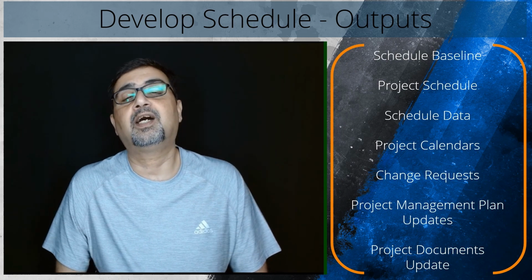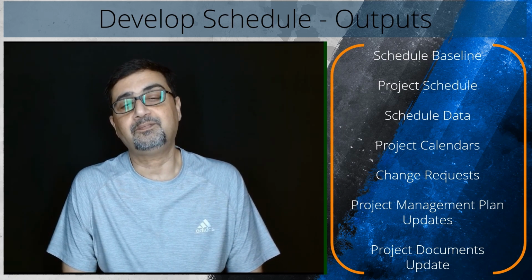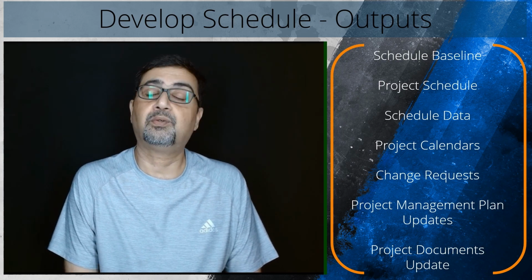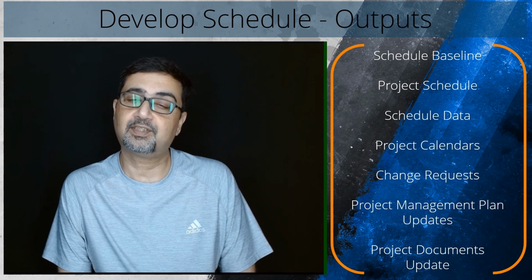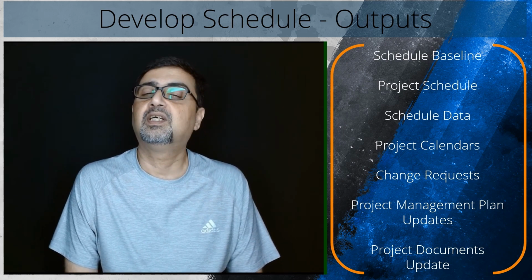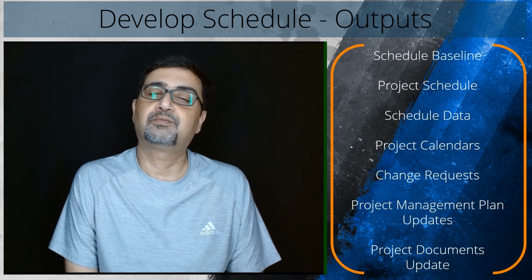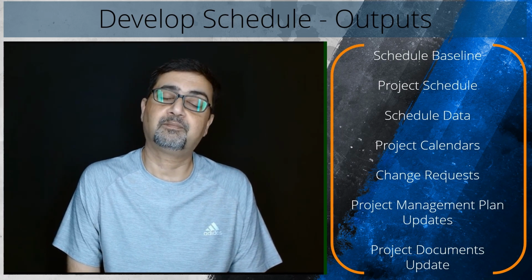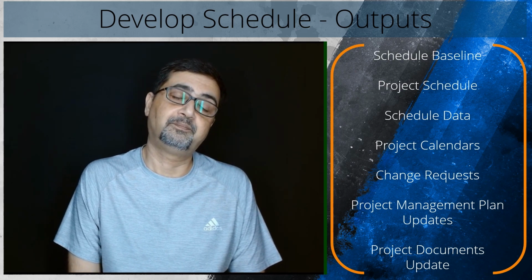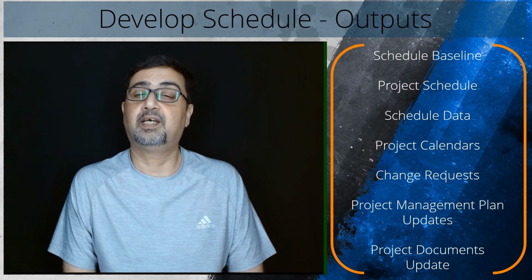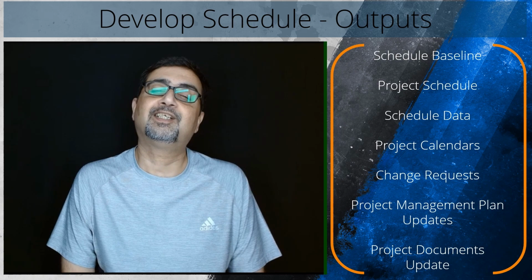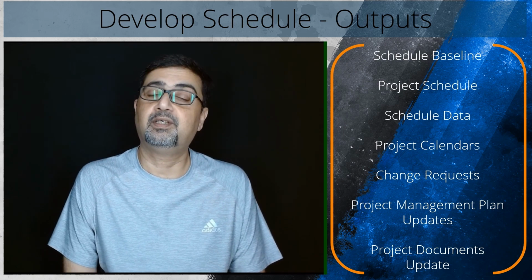Then we have the project management plan updates. Any change to the project management plan goes through the organization's change control process via a change request. Components that may require a change request for the project management plan would include schedule management plan. The schedule management plan may be updated to reflect a change in the way the schedule was developed and will be managed.